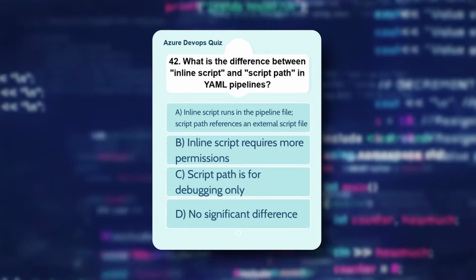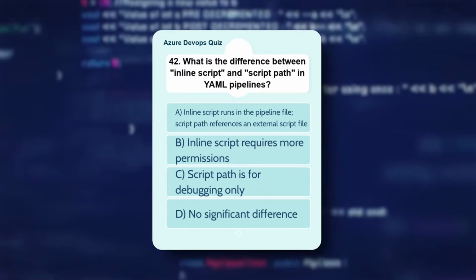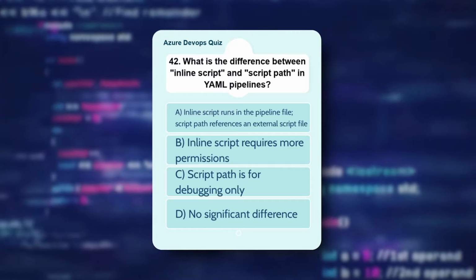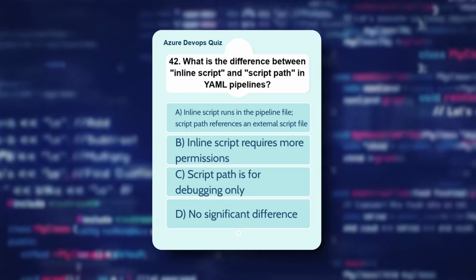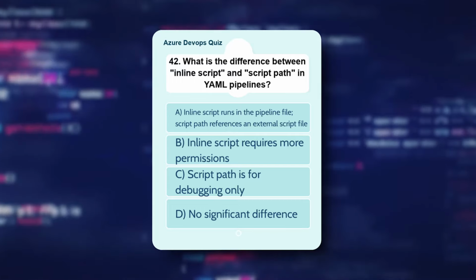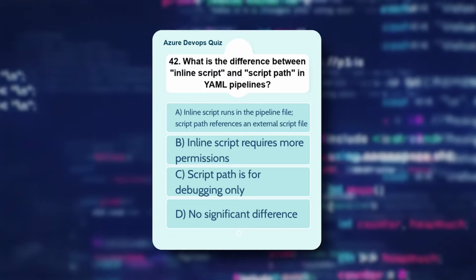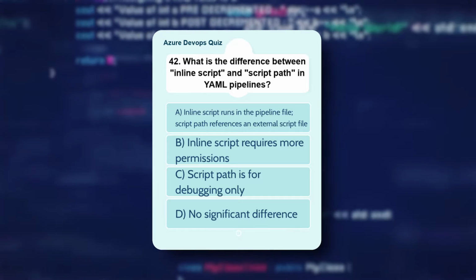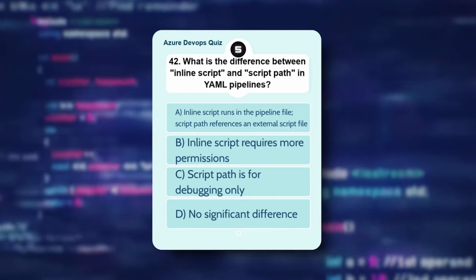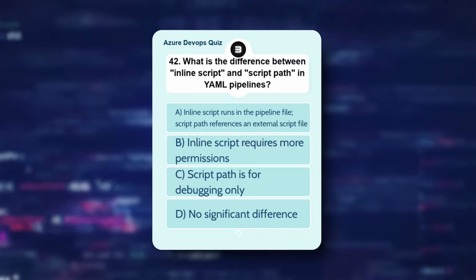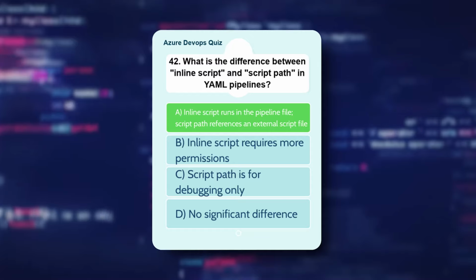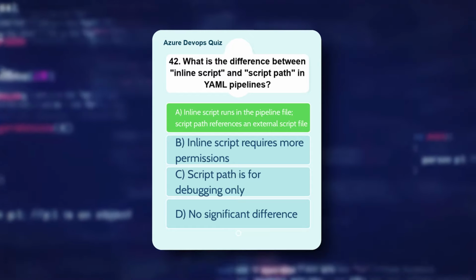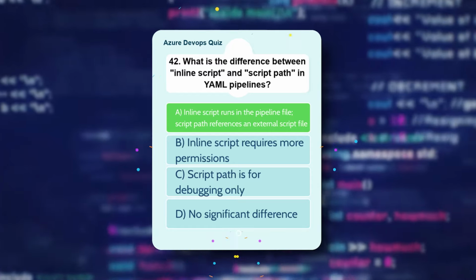42. What is the difference between inline script and script path in YAML pipelines? A. Inline script runs in the pipeline file. Script path references an external script file. B. Inline script requires more permissions. C. Script path is for debugging only. D. No significant difference. Answer: A. Inline script runs in the pipeline file. Script path references an external script file.